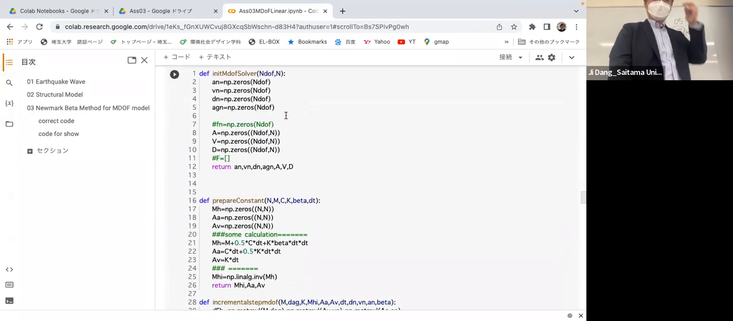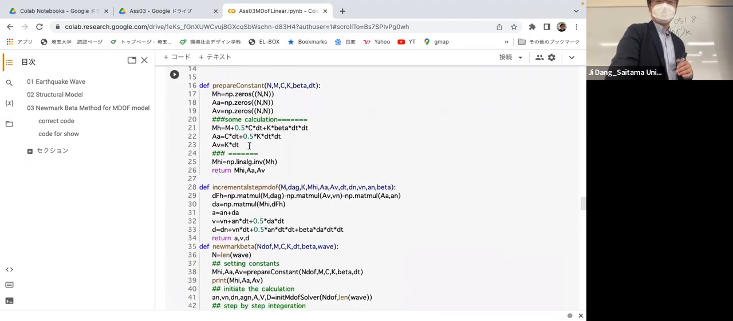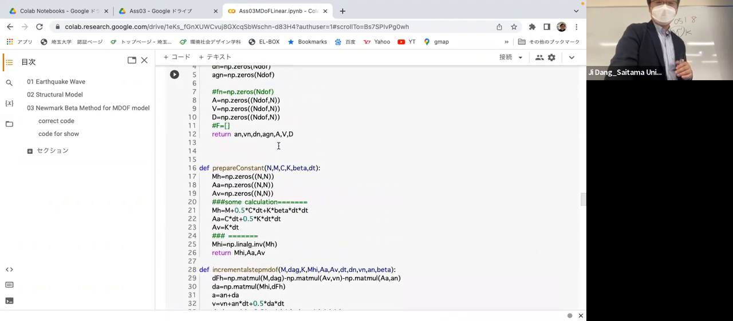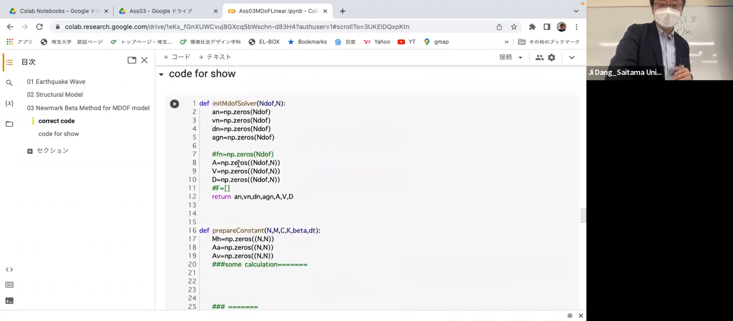Okay. So how are they doing it? I'm showing it directly. First, initialize some empty matrices, NDOF from 0, all are NP. This is for storing the result. And prepare some constants. Okay. Oh, I'm showing the wrong code. Sorry, I should not be showing this. Okay. This is the correct one.